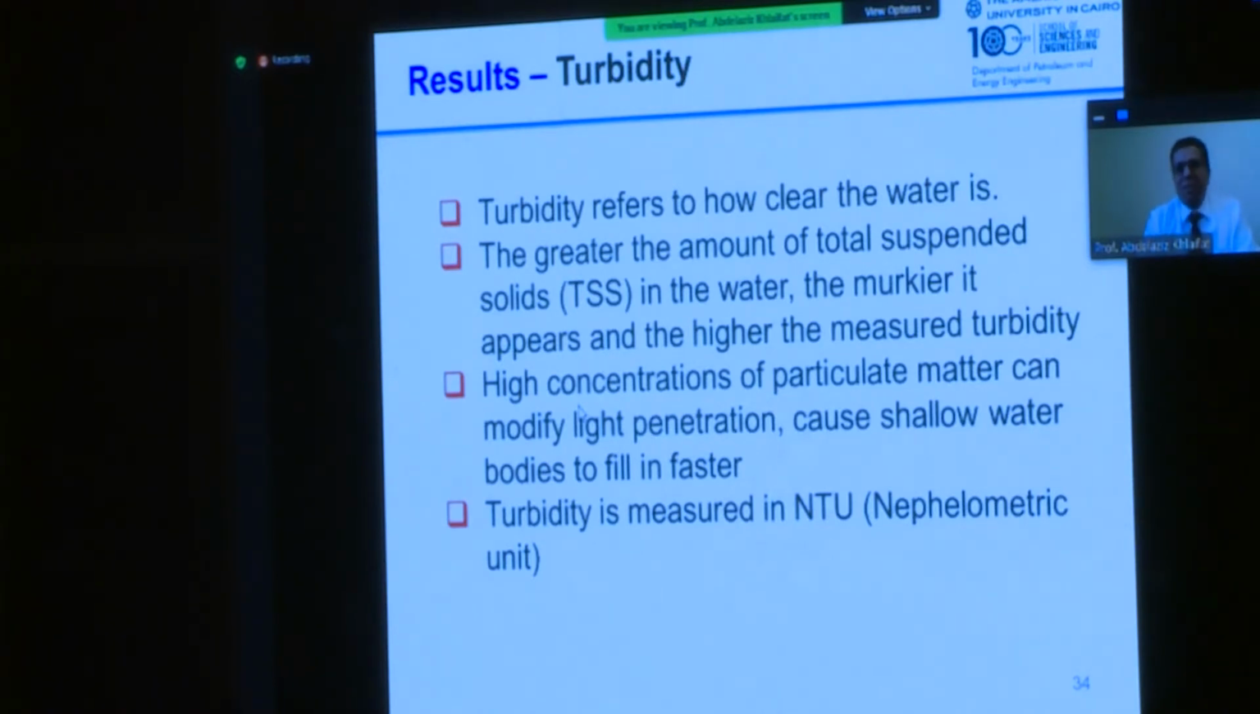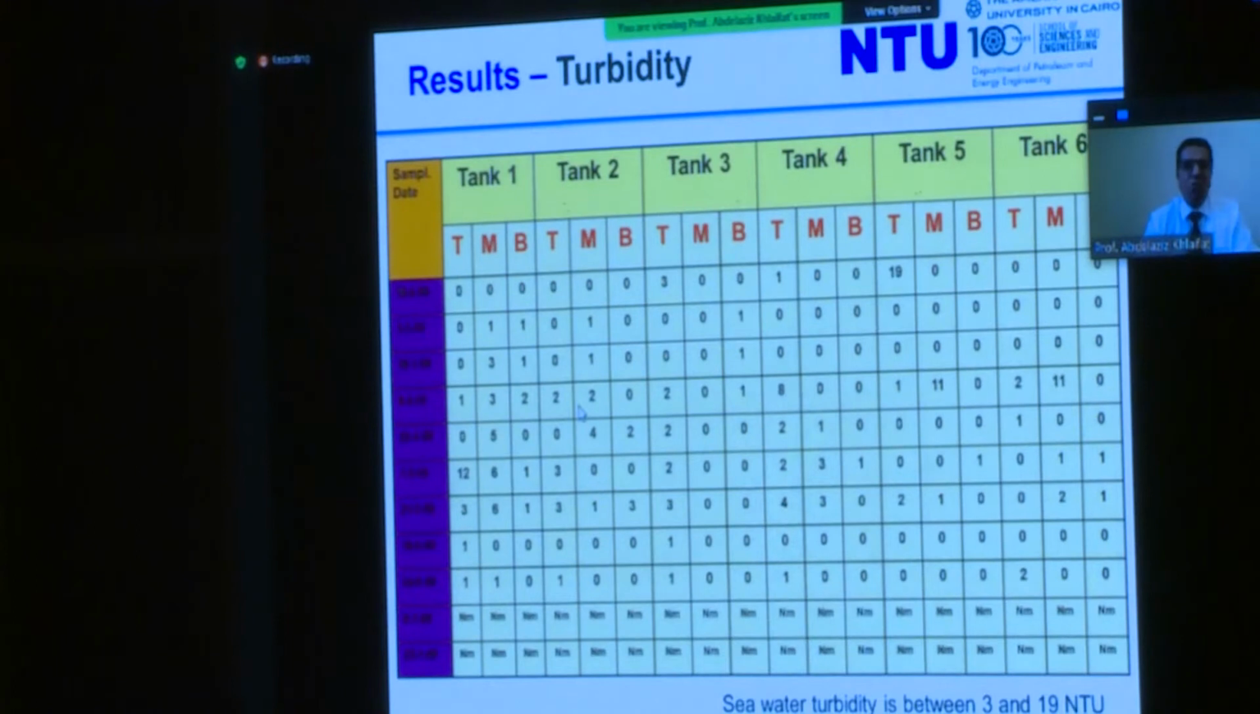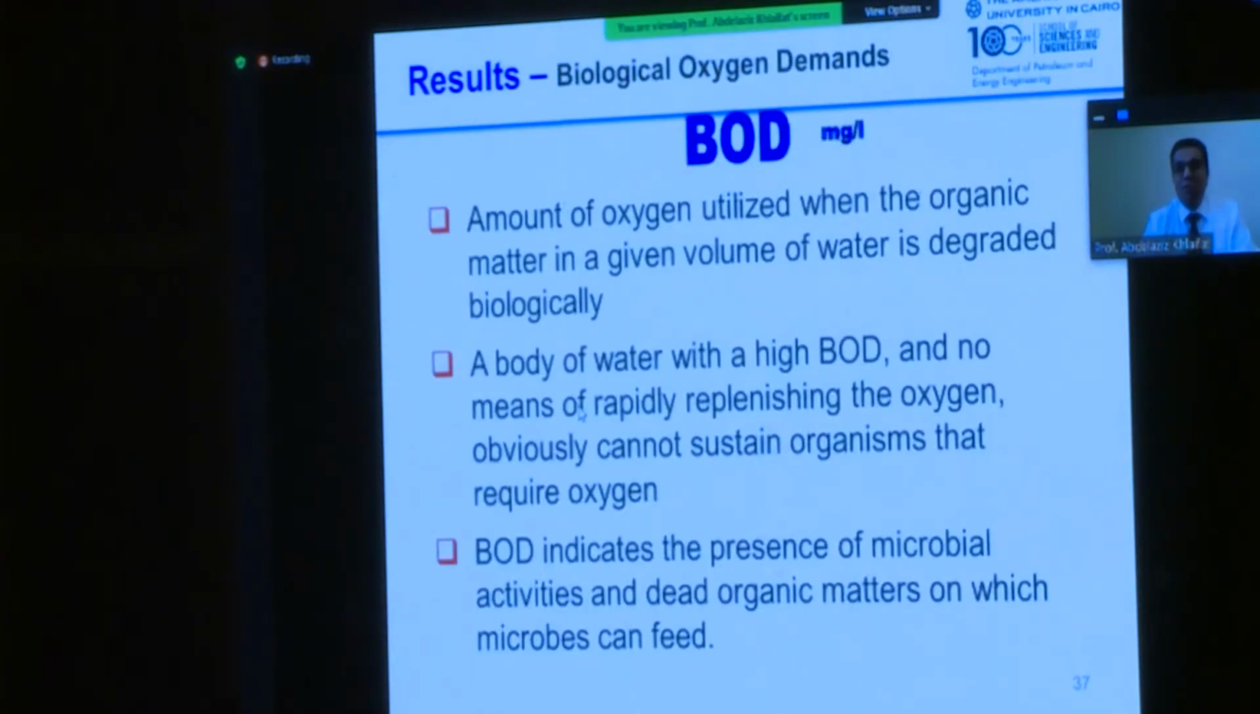Turbidity is another property that we look at. It is an indicator of the total suspended solids, whether we have suspended salts. The turbidity measurement was quite low, less than 19 NTU, which is the maximum for the sea. Water was very clear. You could see the bottom of the vessel.